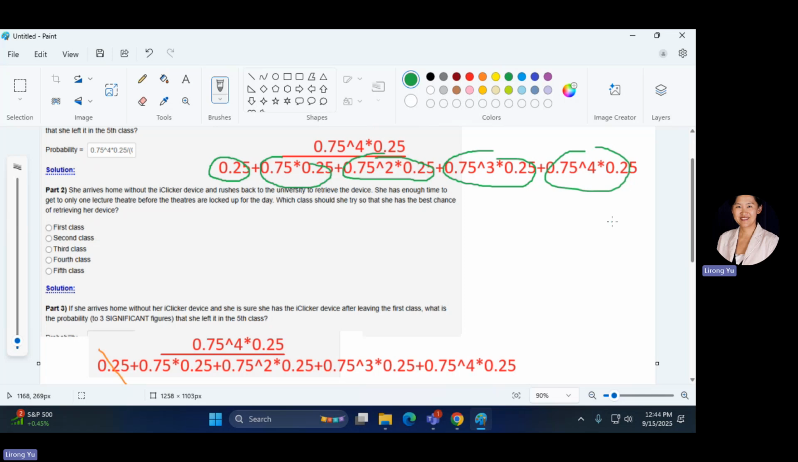That means the first four classes you didn't leave it there. So it's 0.75 for the first four, and then 0.25 for the last one. So it should be 0.75 to the power 4 times 0.25. That's the number. And then once you find the answer, you round it.